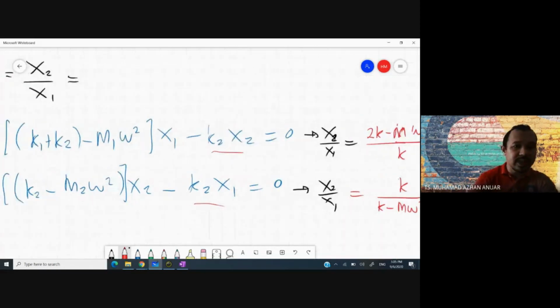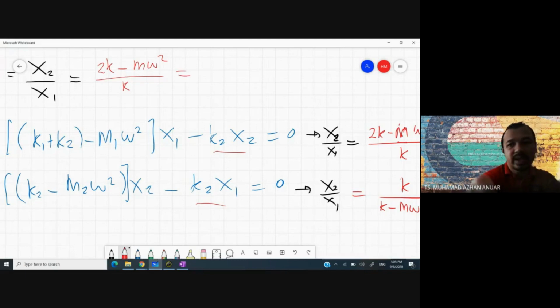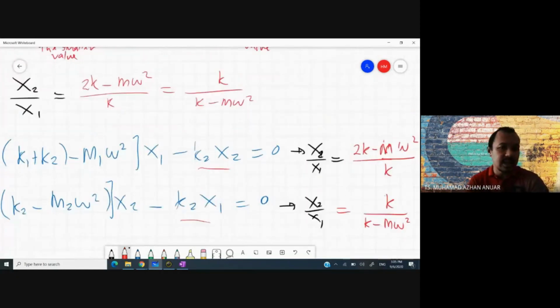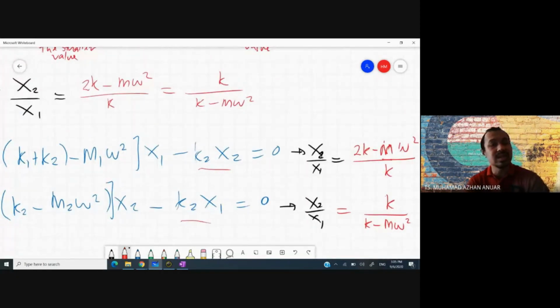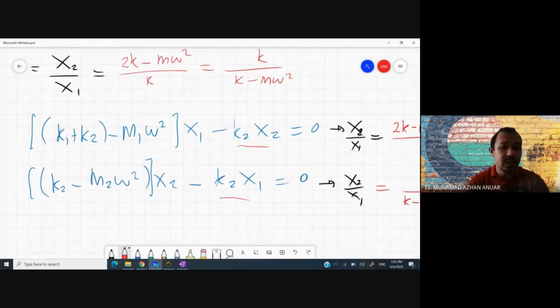So we can write our ratio here as (2k minus m omega square) divided by k, or we can write it as k divided by (k minus m omega square). Either one. In the exam, you don't have to use these two equations. You just need to select one of them, either the first one or the second one. So that is the ratio. You need to know this ratio.